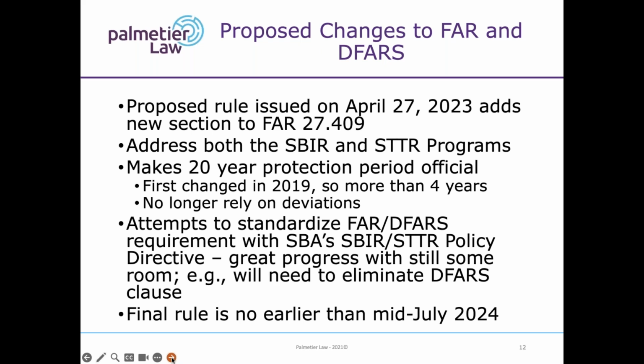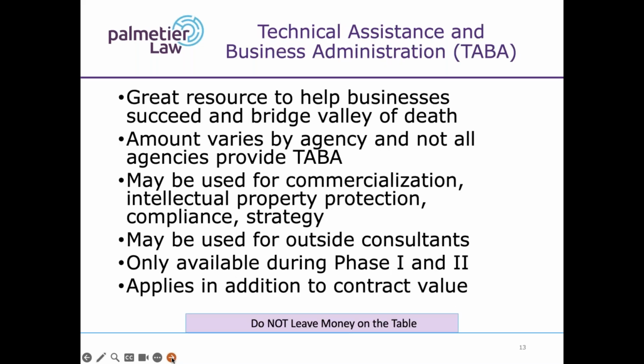Next slide. Okay, so this is the TABA. This is one of those 4-letter words that you're going to want to actually use. It is a great resource. It is not available in all SBIR contracts, but if it is, you really need to consider it. This was one of the government's solutions to help small businesses bridge that valley of death and get from the R&D phase to the commercialization phase.